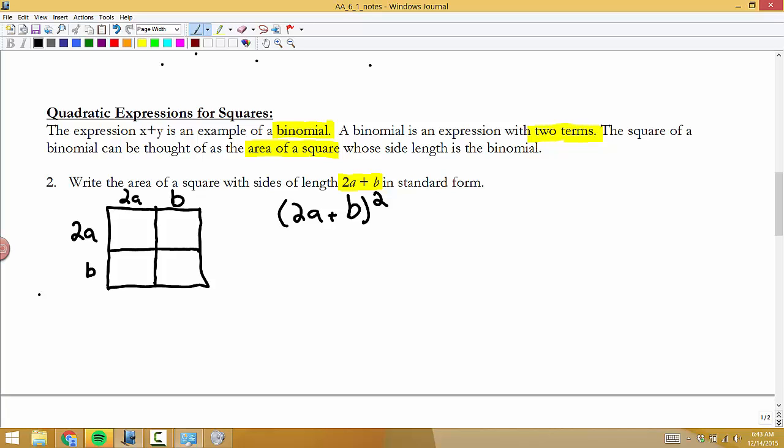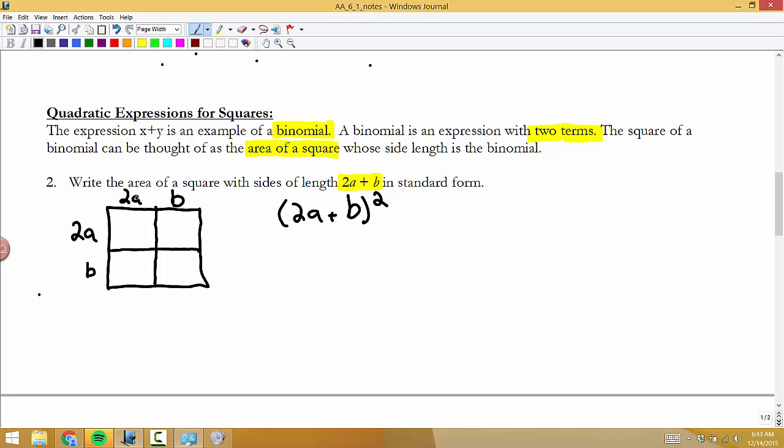Alright, so what I've done first here is I've drawn a picture of that, and really if it's 2a plus b, I could say like this. I'm just dividing my square into parts. If this is 2a and this is b, 2a and b, what I can do is find the area of each of those parts.